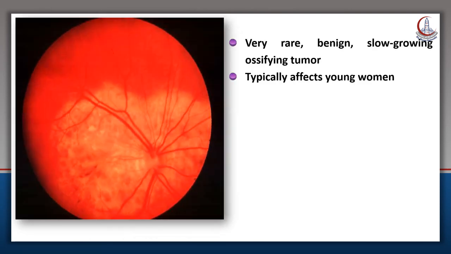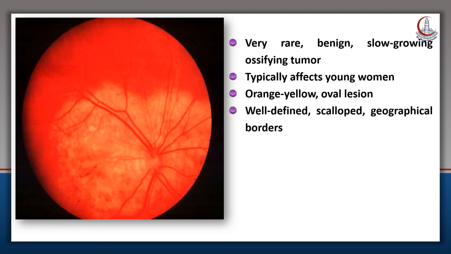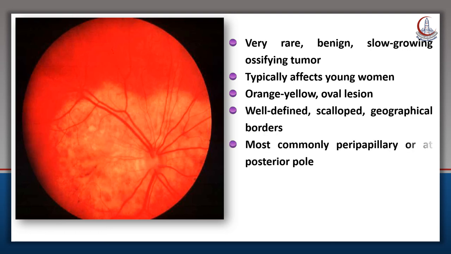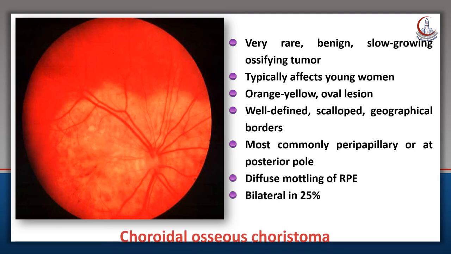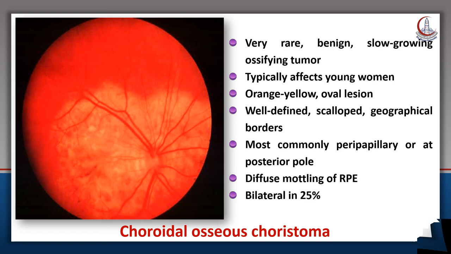Also, another very rare benign, slowly growing osteoid tumor typically affects young women: an orange-yellow, oval lesion with well-defined scalloped geographical borders, most commonly peripapillary, but can involve the posterior pole with diffuse mottling of the retinal pigment epithelium. It is bilateral in 25% of cases, and this is called choroidal osseous choristoma.